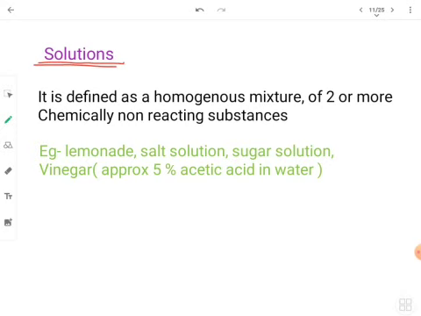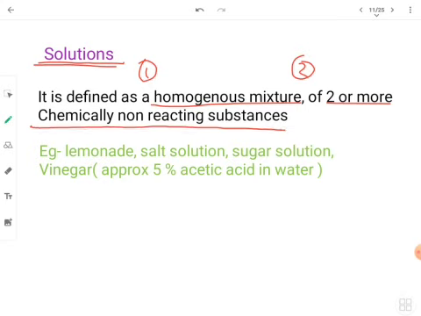Any solution or true solution is defined as, point number 1, a homogeneous mixture. That means the composition is uniform throughout. Second point, of two or more chemically non-reacting substances. That means there has to be two or more substances, but they should not be reacting chemically, because the moment they react chemically, we go to a different category. We go to the category of compounds. We are talking about the mixtures only.